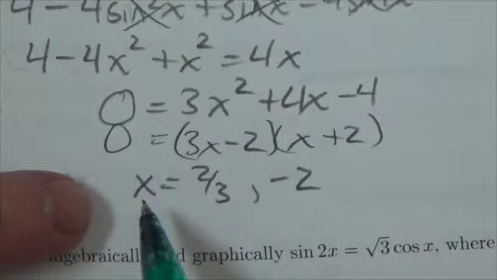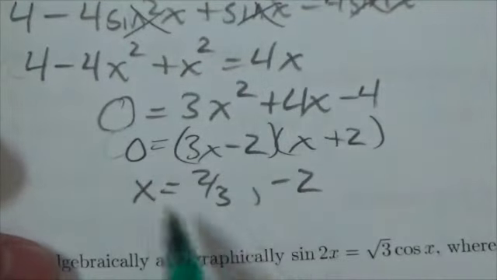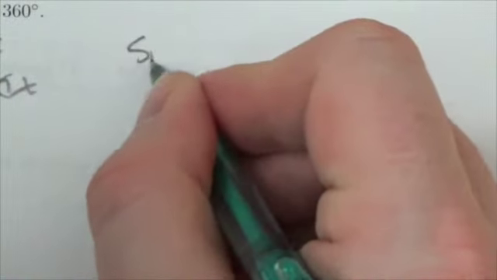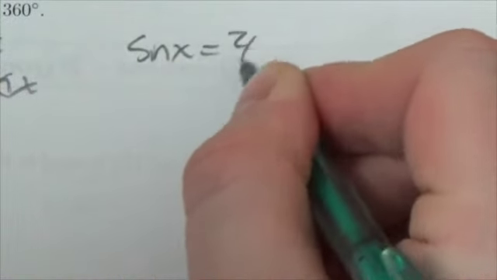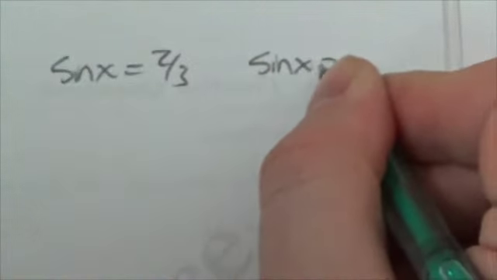Now I've got to go one step deeper. Oh, that looks like a big old 8 there. I don't want that. Hold on. Now I'm going to go one step deeper and take a look at the trigonometry, because this tells me one of two things. Either the sine of x is going to equal 2/3, or the sine of x is going to equal negative 2.